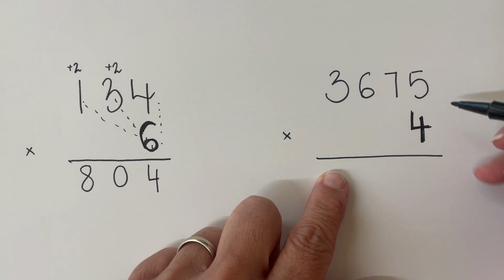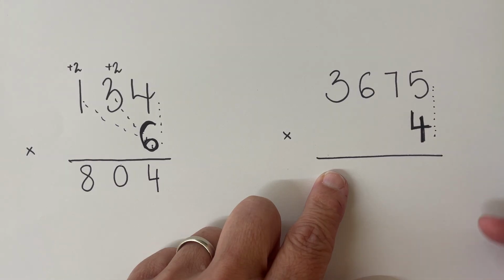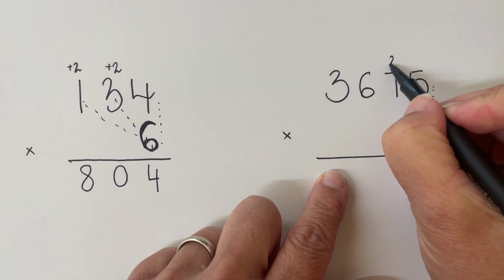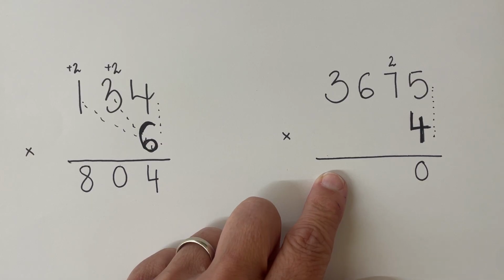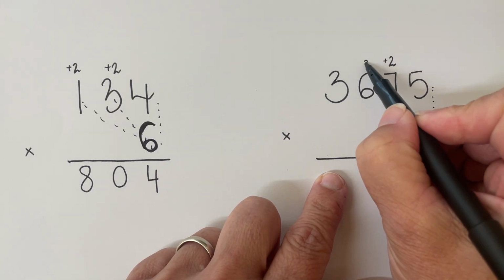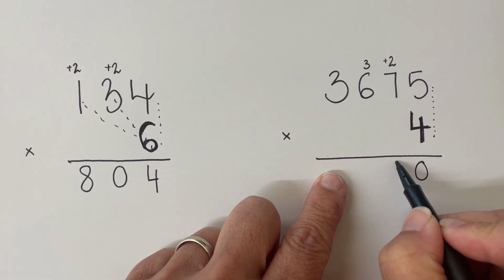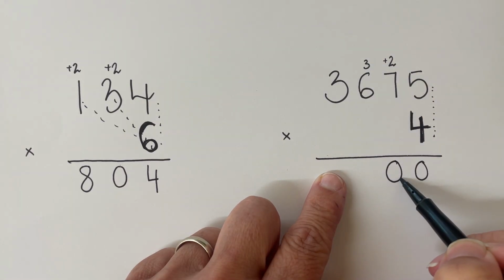It's the same procedure. So 4 times 5 is 20. So I put my 2 in the next column and my 0 down here. 4 times 7 is 28. 28 plus 2 is 30. So my 3 goes in the next column. And I'm writing 30 for 30.